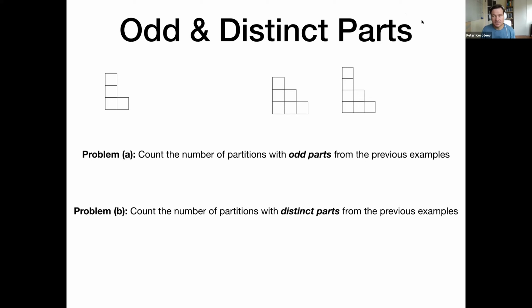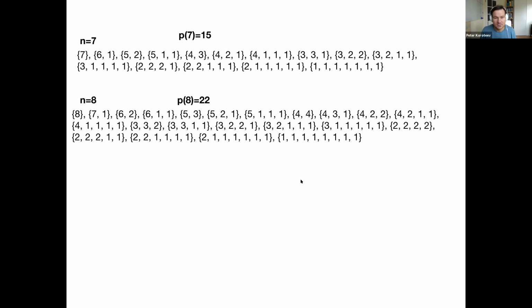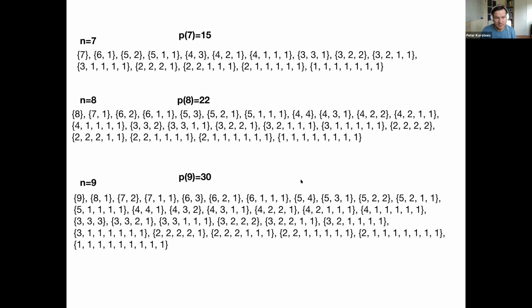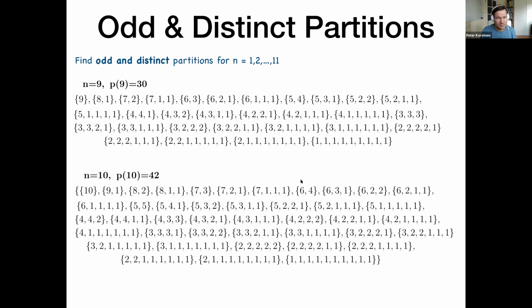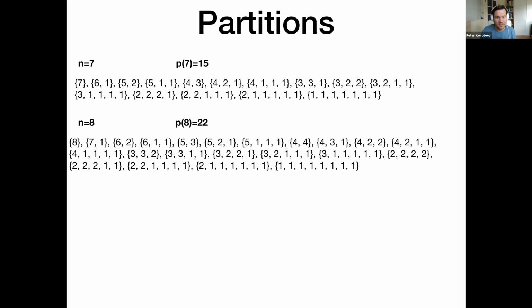Let's do two exercises. First we'll count the number of odd partitions for every number from 1 to, say, 8. We're going to use that table from Wikipedia. Count the number of odd partitions, and count the number of distinct partitions. And then we'll see what's going on here. Let me go back one second. Let's first go back to here.